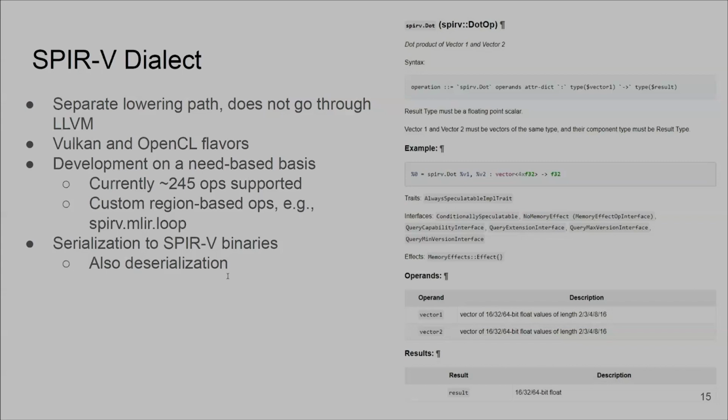And we implement interfaces that allow for common compiler analysis and transformations to work on SPIR-V ops without really knowing about the SPIR-V ops. For example, we can say that the dot operation is pure, in the sense that something like common subexpression elimination can eliminate it because it knows it doesn't have any side effects.